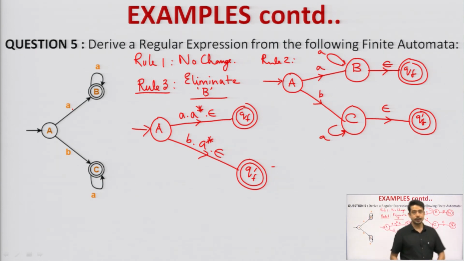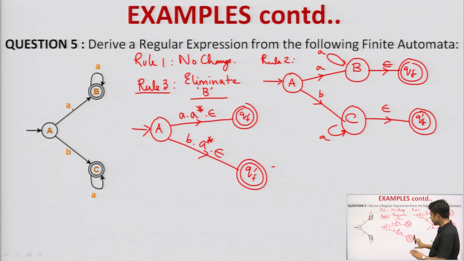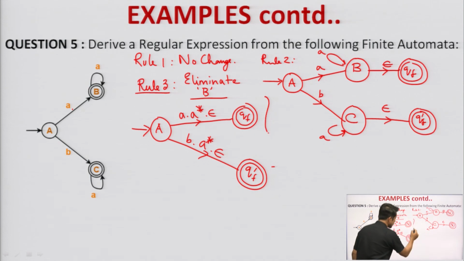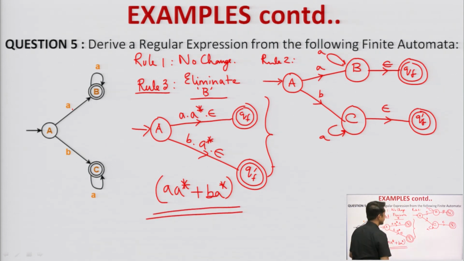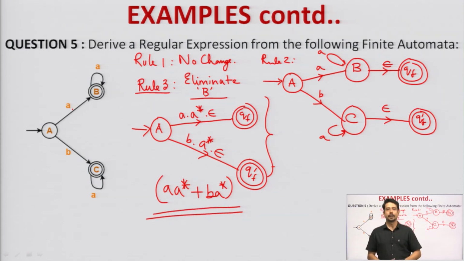Okay. Now, as you can see in this particular scenario, two final states are there, and from the initial state they are going on the same track. Again, I am repeating, two final states are there and both are going in the same direction. So, can we merge these two final expressions? Yes, we can merge them and put them together, making it a to the power star plus b a to the power star, and this will give you the final regular expression for this diagram. Okay.